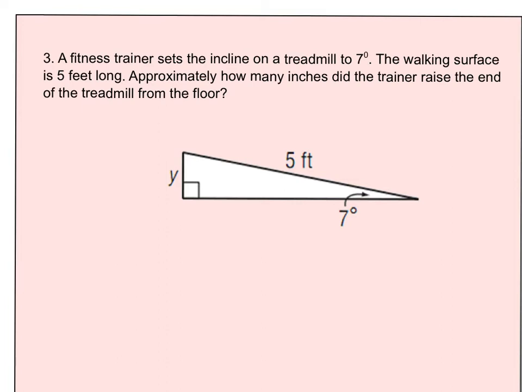The walking surface is 5 feet long. So in this case, this would be my hypotenuse. Approximately how many inches did the trainer raise the end of the treadmill from the floor? Now, so this is my 7 degrees. They want this answer y. From 7 degrees, this would definitely be the opposite side. So I have opposite and hypotenuse.